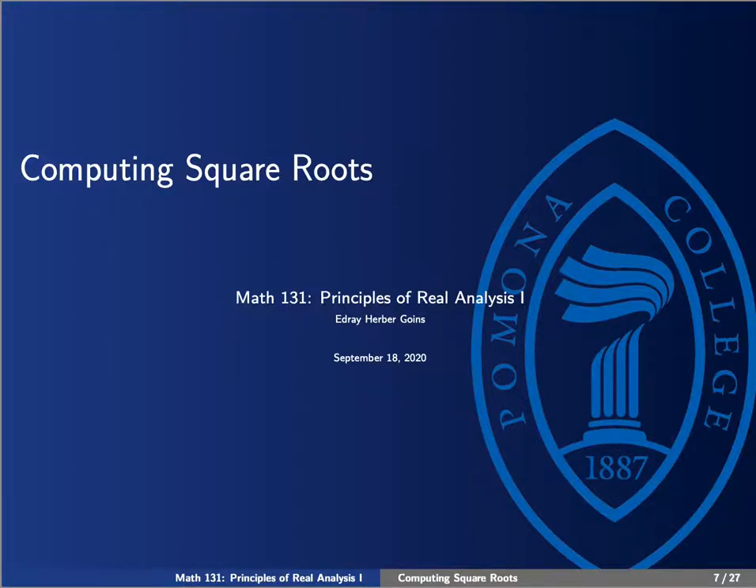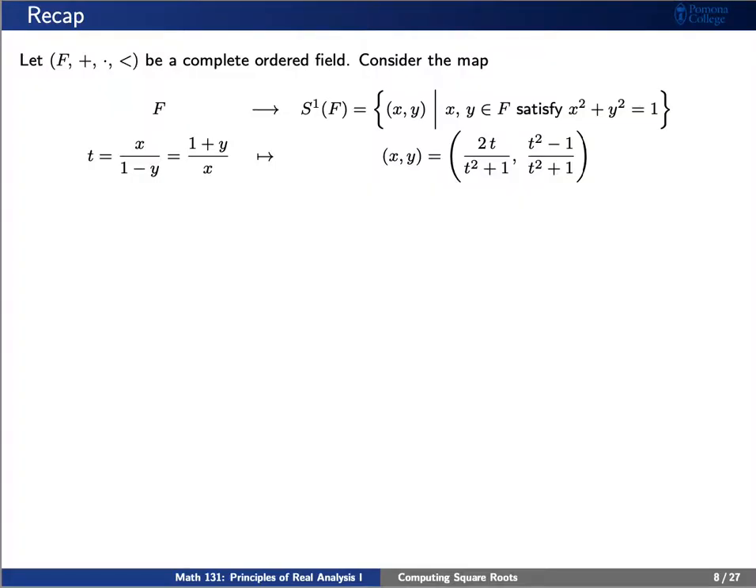Today we're going to discuss computing square roots. First, let's recap some ideas from before. Let's say that we have a complete ordered field F. We'll consider the following map, which takes a number t from our field F, and it'll return a point (x, y) that's on the unit circle.